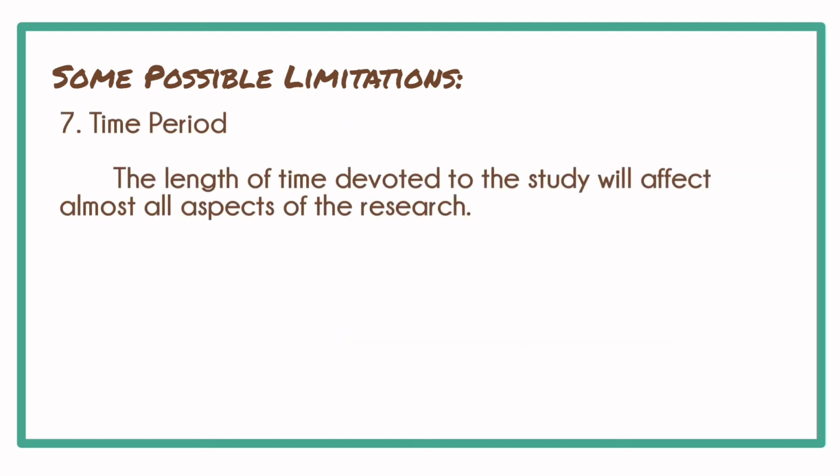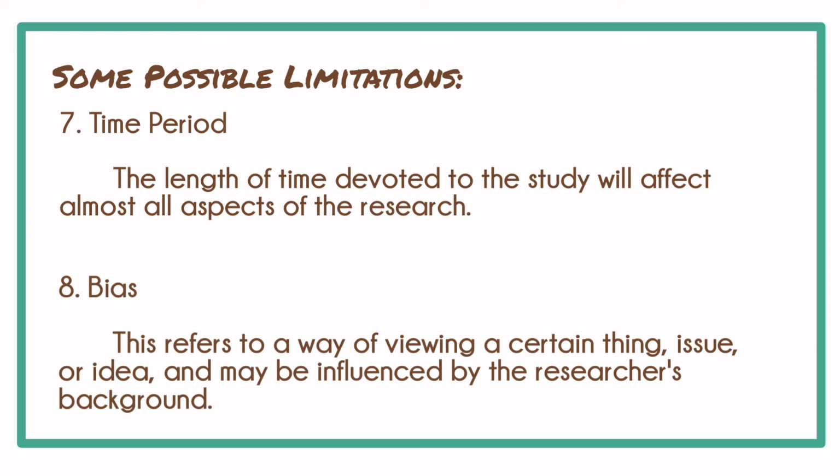7. Time period. The length of time devoted to the study will affect almost all aspects of the research. It is advisable to select a research problem and design that gives way to a more manageable time period. 8. Bias. This refers to a way of viewing a certain thing, issue, or idea, and may be influenced by the researcher's background. Biases may affect the way the researcher states and defines the research problem, selection of research design and methodology, variables chosen, data collection methods, and interpretation of data.